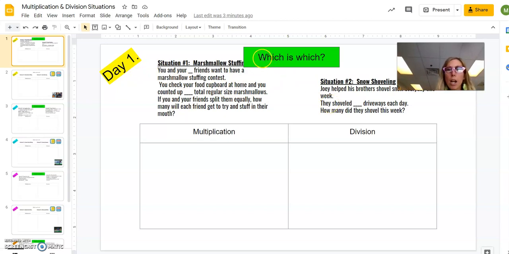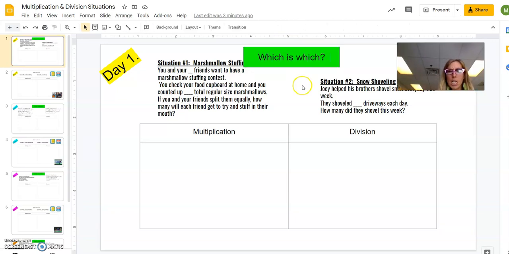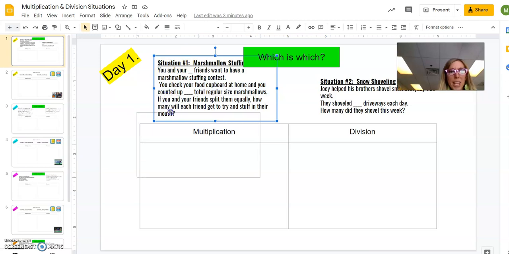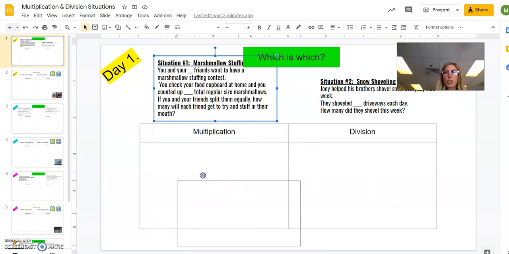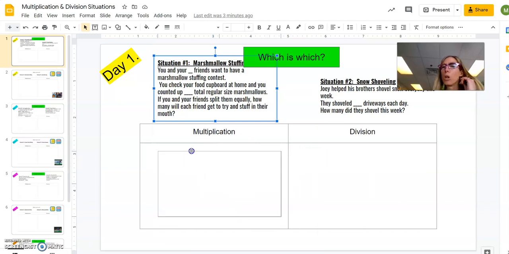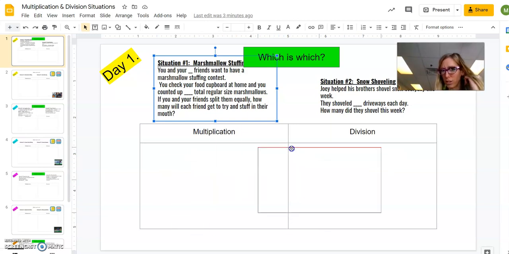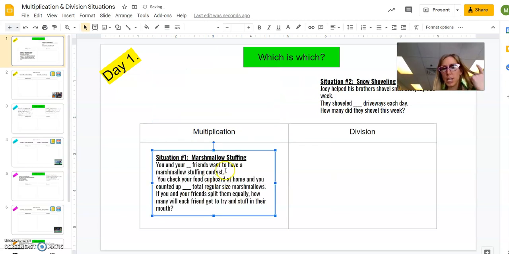And we're determining, okay, which one is which? Okay, well, let's read it out. Hey, the numbers are gone here. So this is just so you can try to figure out without the numbers, even if the numbers weren't there, you should have an idea in your mind whether it would be multiplying to figure out the solution or dividing to figure out the solution to the situation. So the first one that happens to be in day one is called marshmallow stuffing.